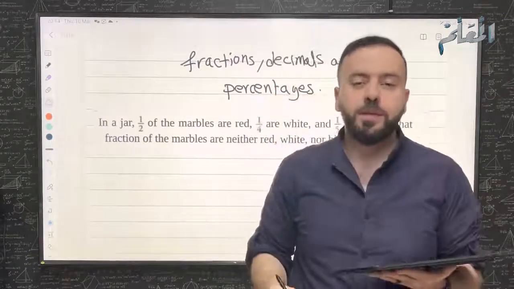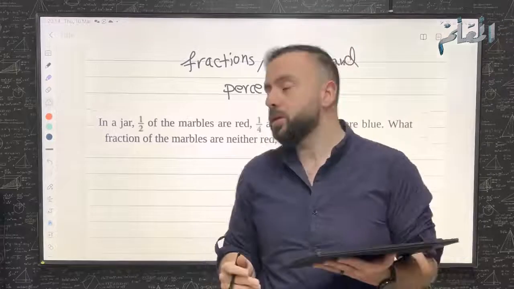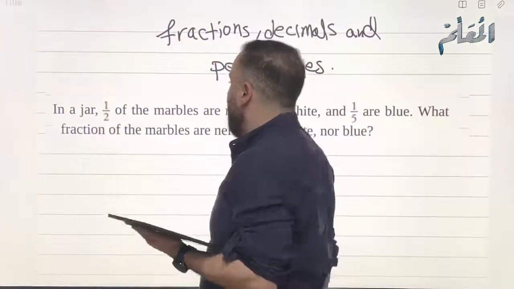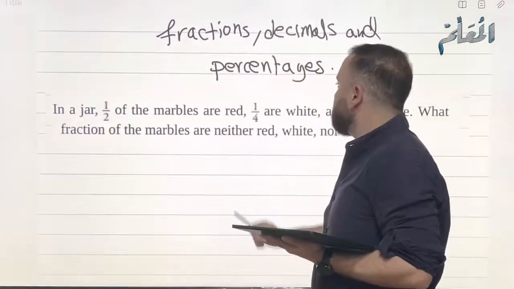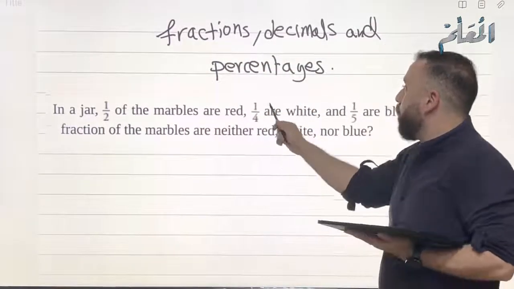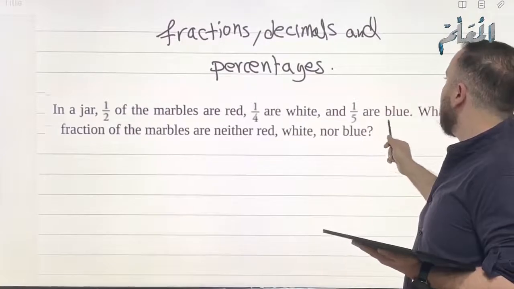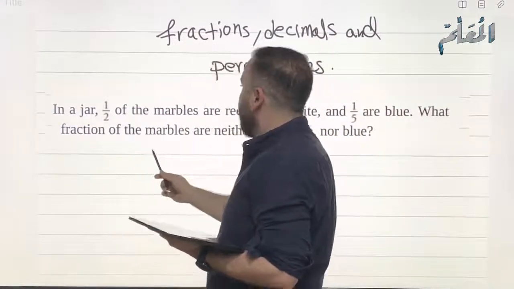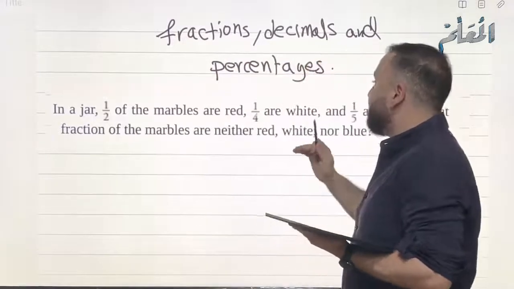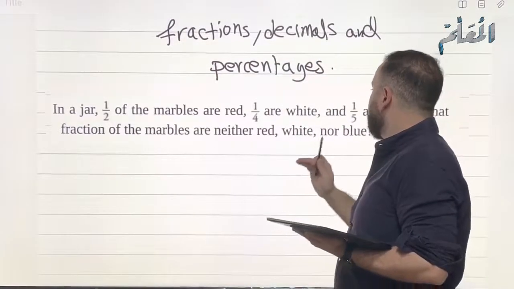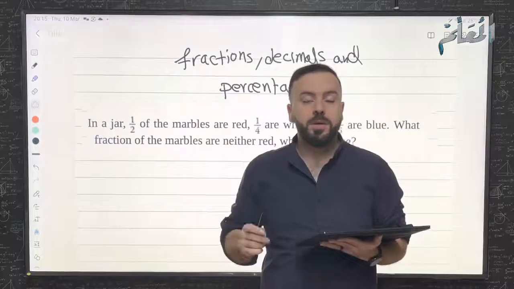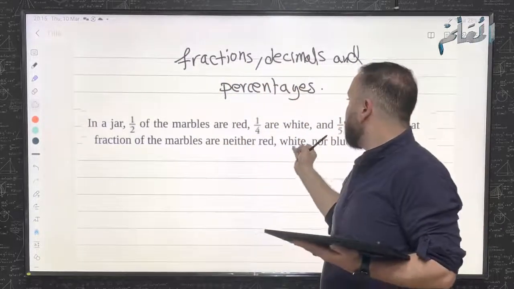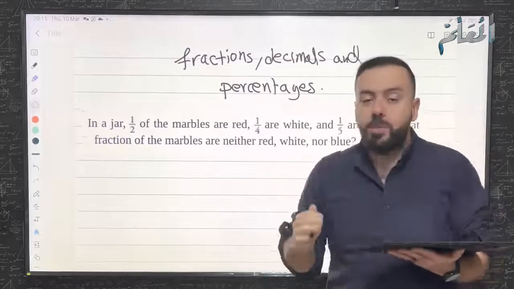Let's take question 1 and understand the story of this. The question is telling me, in a jar half of the marbles are red, a quarter are white and 1/5 are blue. What fraction of the marbles are neither red, white nor blue?